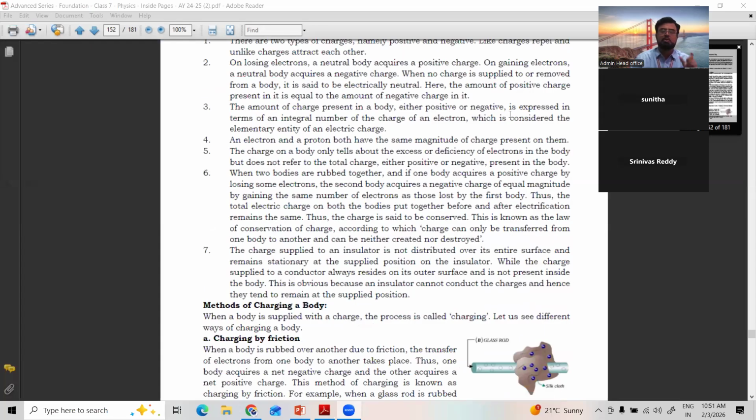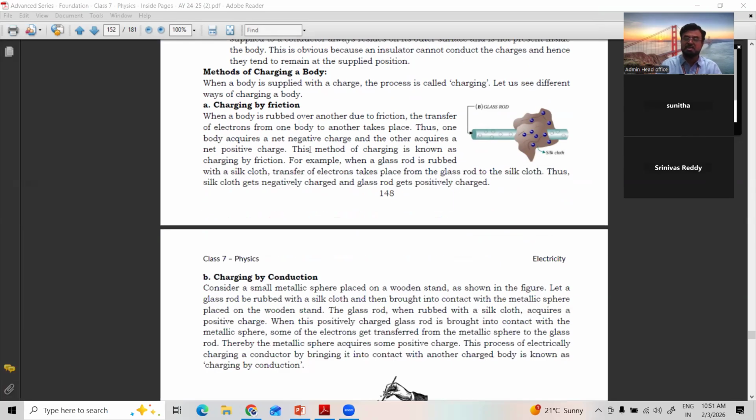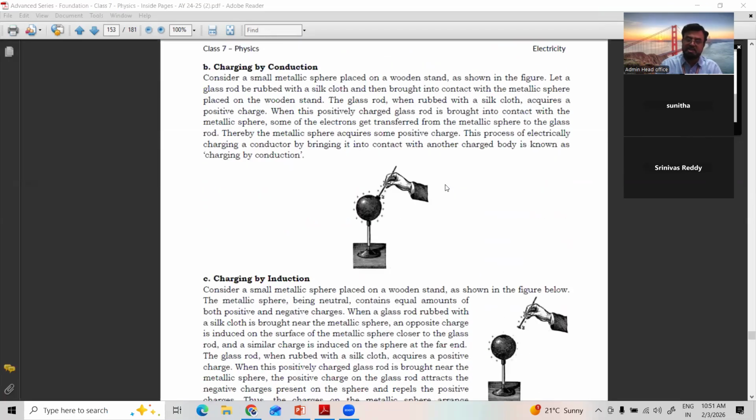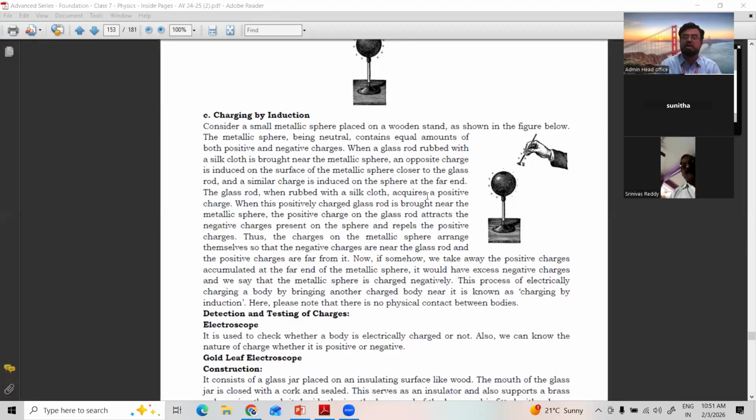And he identified that there are 2 types of charges. One is positive charge, the other one is negative charge. We have seen the properties of charges also. And charging can be done, meaning you can transfer charges from one body to another body by friction, by rubbing, by conduction, by touching, by induction, even without direct touching, by influence. Without direct contact also, we can transfer a charge from one body to another body, either by friction or by conduction or by induction.